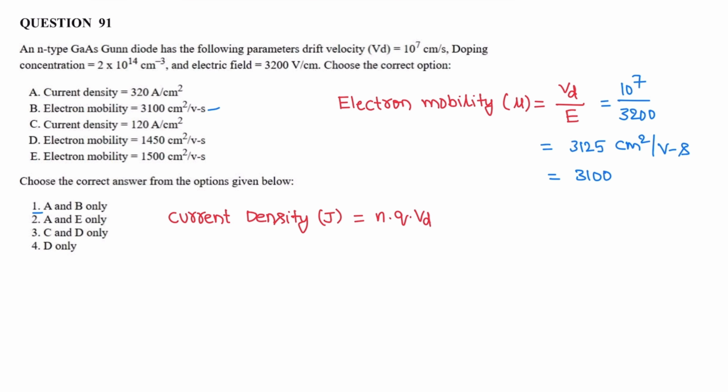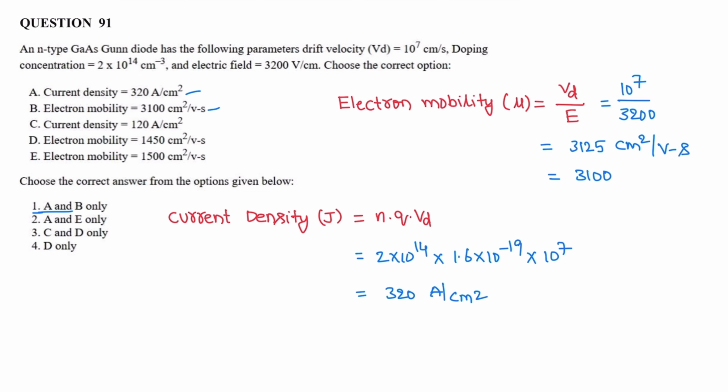And next, current density J is equal to NQVd, where N is concentration 2 into 10 power 14, Q is charge of electron 1.6 into 10 power minus 19, and drift velocity is 10 power 7. Now current density J is 320 ampere per centimeter square. So correct answer is option A. Statement A, statement B are correct. Correct answer is option 1.